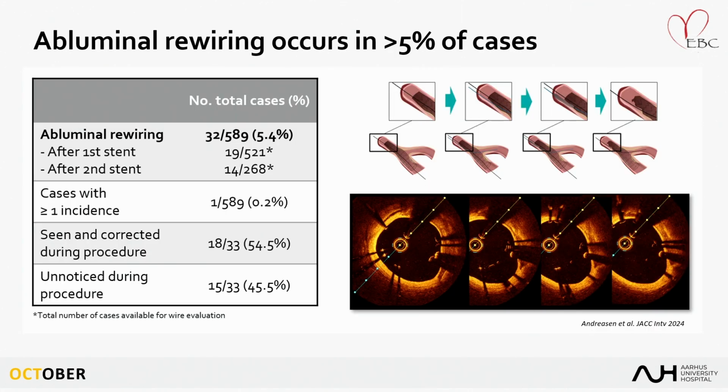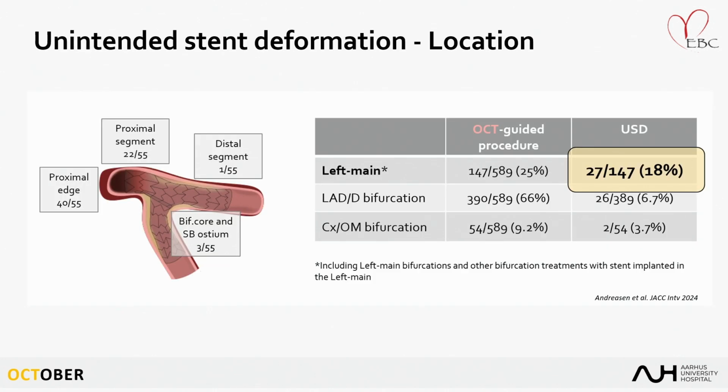We also found that accidental abluminal rewiring occurred in roughly 5% of cases. It was identified in roughly 50% of cases by physicians, and then the wire was repositioned. Some of these cases where it was not identified led to unintended stent deformation, but there were also a lot of other mechanisms for that. I will touch a bit more upon that tomorrow.